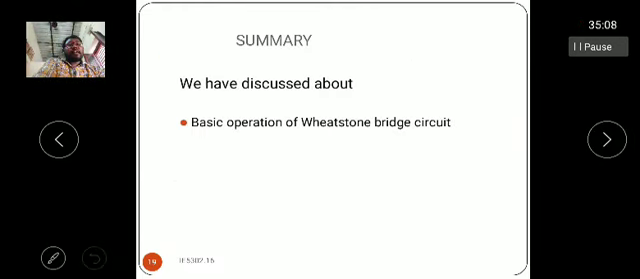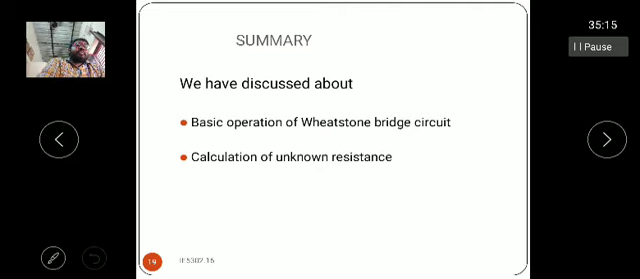Finally, after completion of this discussion, we learn about the basic operation of the Wheatstone bridge. Here we calculate the resistance value more accurately in an easy manner, because with the help of the ratio of the resistances only we find the unknown resistance. Simply, four resistances are connected in the form of a bridge with four arms.